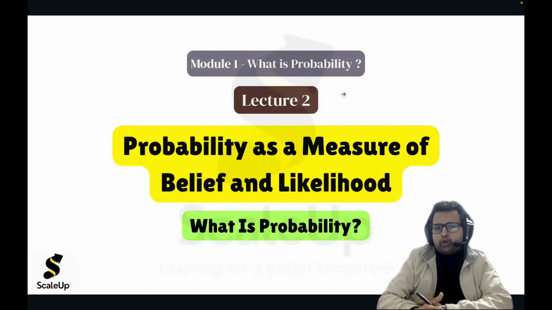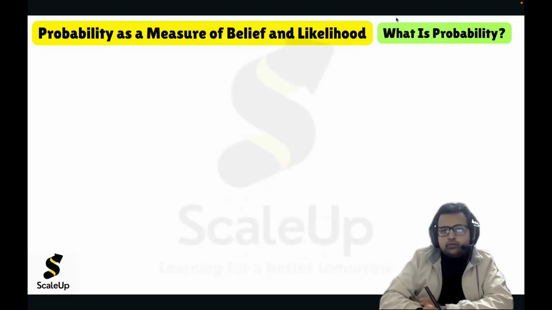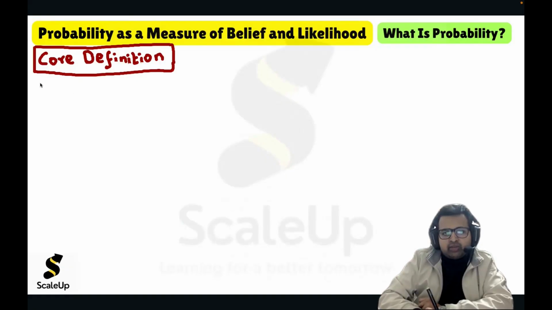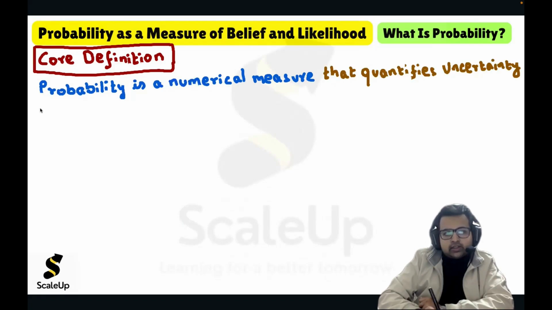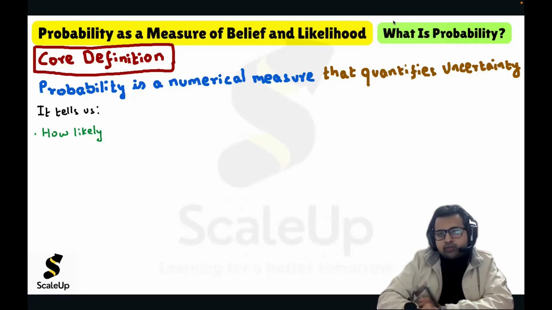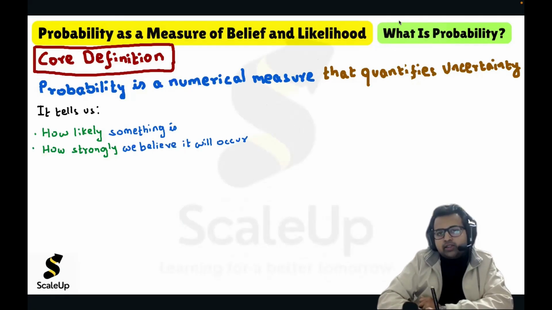So this is module 1, what is probability, and lecture 2, probability as a measure of belief and likelihood. We will straight away start with the first topic of this lecture, that is, what is probability. The core definition of probability is that probability is a numerical measure that quantifies uncertainty. Probability tells us how likely something is, how strongly we believe it will occur, and how often we expect it to happen in the long run.